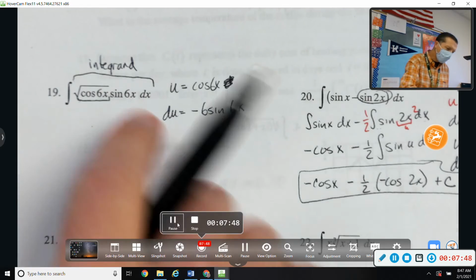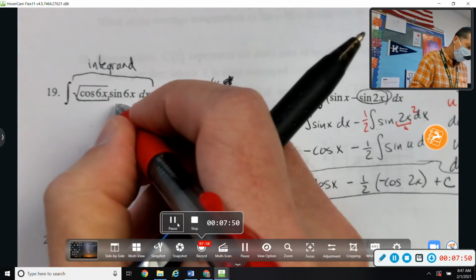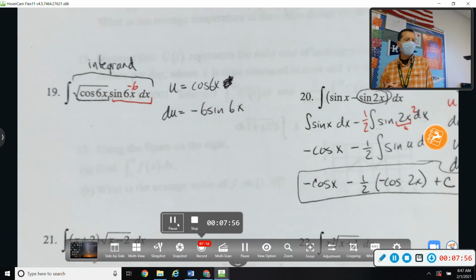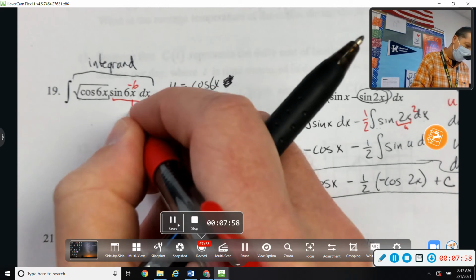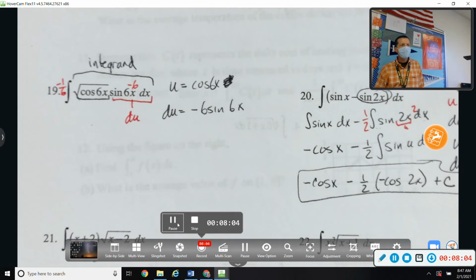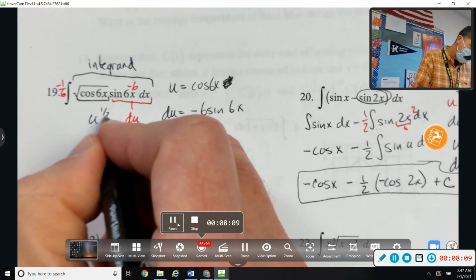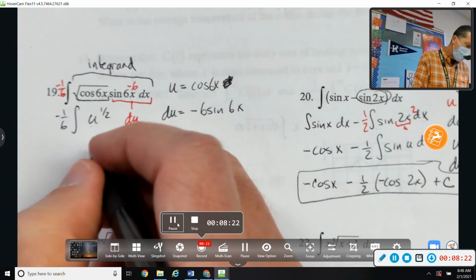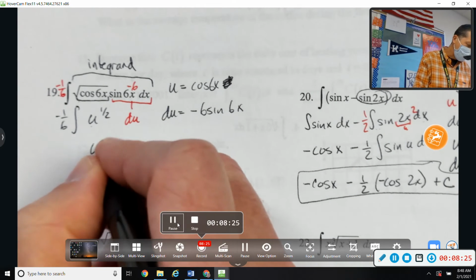So square root of u, that looks good, and the second part looks pretty good. I need a negative 6 to throw in there with it to make it completely like du. And that means I need a negative 1/6 out front to counter the negative 6. So negative 1/6 u to the 1/2 du. Again, it's supposed to be easy from here. When you figure out the correct u to pick, it makes life maybe not easy, easier.